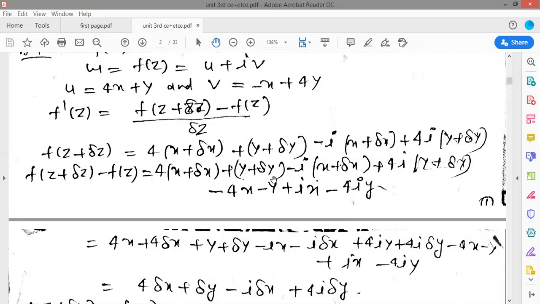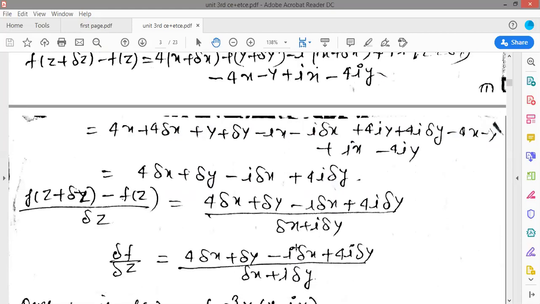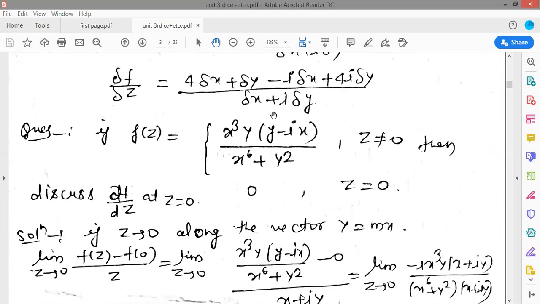So f(z + Δz) − f(z): just write the values here, and after cancellation of the terms, you will get the remaining value, this one. So this one is your f(z + Δz) − f(z) value. Now dividing by Δz, you will get this one. So this value is your f'(z) value. ∂f/∂z is equal to this one. Now the next example is here.